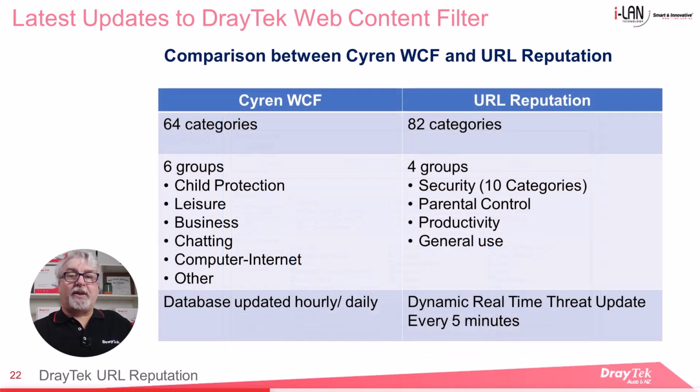Here we have a summary of the main differences between the older Siren Web Content filter and the new URL Reputation. As we can see, URL Reputation covers many more categories, including those security-related categories. Plus, updates happen more frequently.